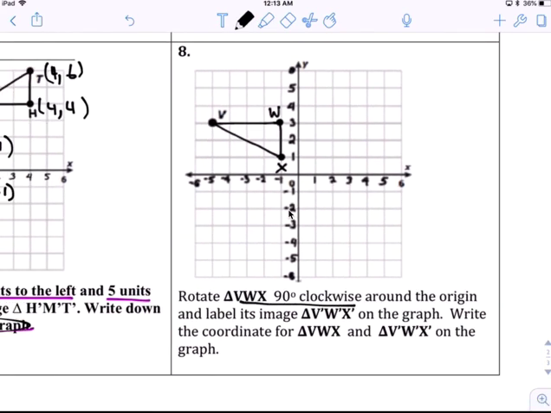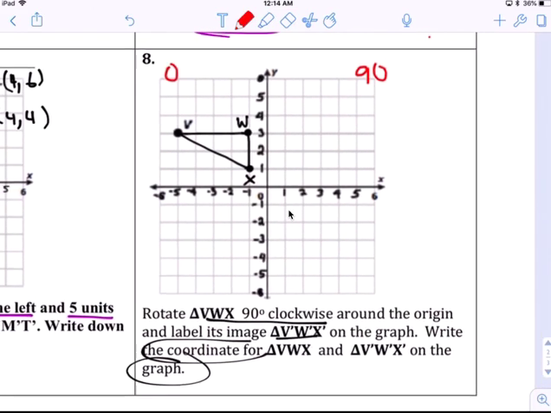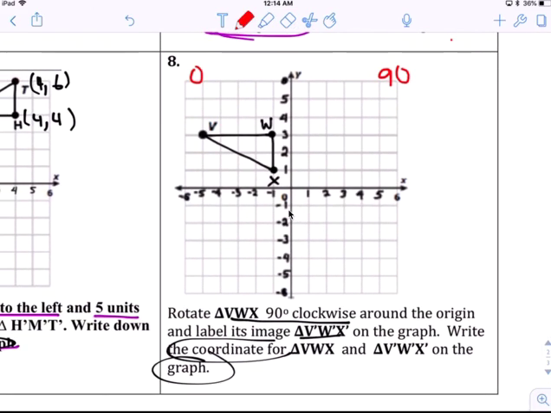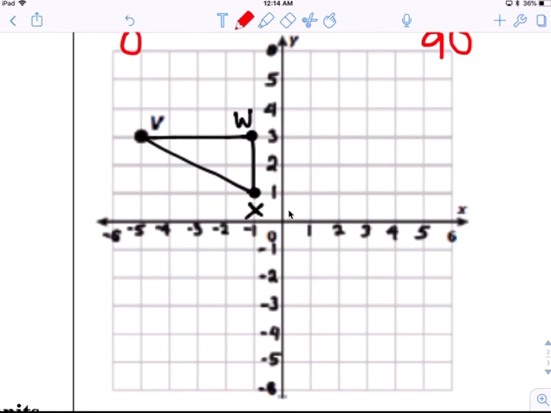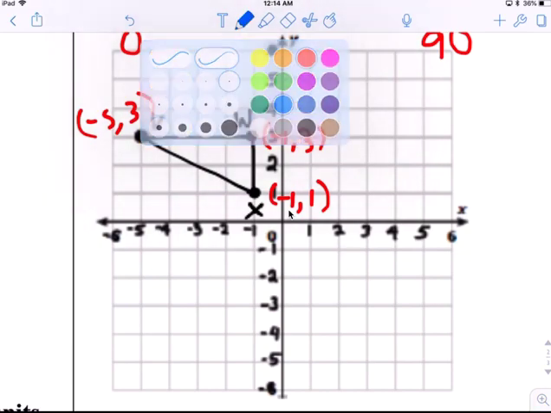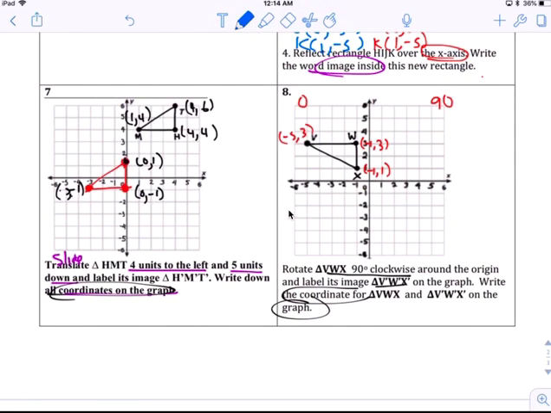Rotate clockwise around the origin and label it V prime, W prime on the graph. Write all coordinates on the graph. Okay. 90 degrees clockwise. This is -5, 3. -1, 3. -1, 1. Okay, 90 degrees: the numbers get switched.